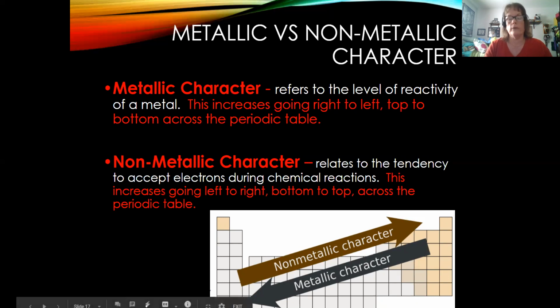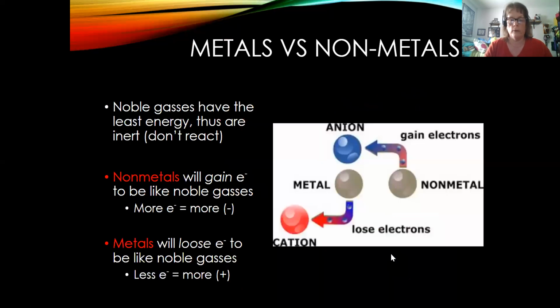Your nonmetals are on this side, which brings us to non-metallic character. It relates to the tendency to accept electrons during chemical reactions. And of course, your non-metallic character will increase as you move towards those. So just kind of, if you remember, metals are on this side, non-metals on this side, and you can remember which way those characteristics increase.